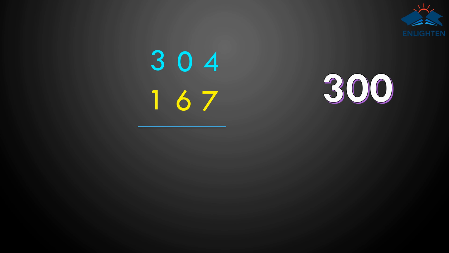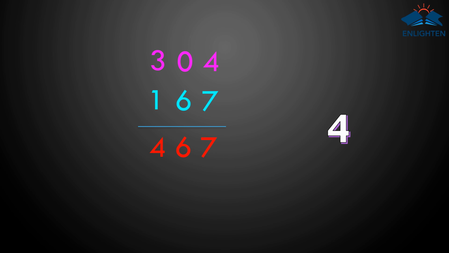For example, 304, 167. Step 1. Here 304 is close to 300. Convert 304 into 300. Step 2. Add 300 and 167. 467. Step 3. As we subtracted 4 from 304 to make 300, add leftover 4 to result 467. 471.